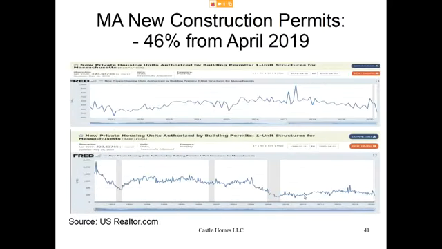So this is my one new construction slide that I have. Hopefully this gets updated in a couple of weeks for June, but we're down 46% over April 2019 at a seasonally adjusted rate of 323. And you can see Massachusetts never recovered. Just never recovered. We're somewhere around 1.2, and then we're heading between 400 and 800.